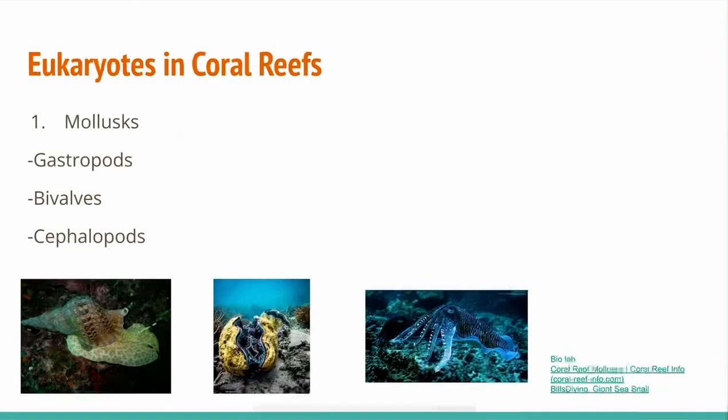Finally, cephalopods include squid and octopus. A squid is pictured below. A squid is important in an ecosystem because they play a role as a predator and prey. They are a critical piece in maintaining balance in the entire ecosystem.